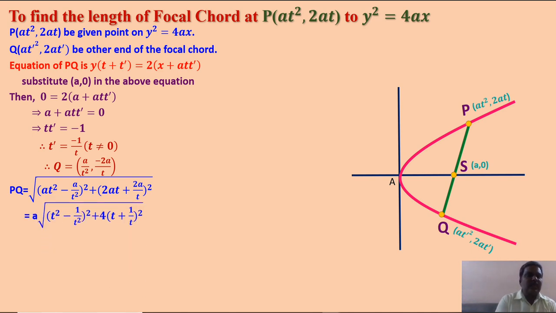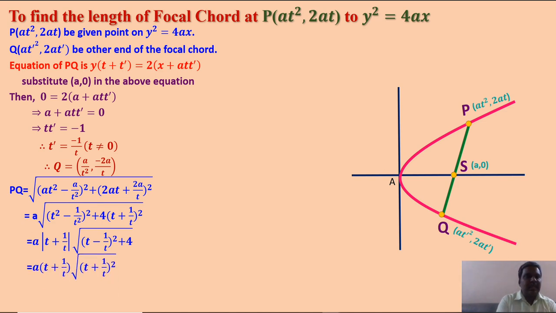a² is common from the square root, it is coming as a into root of (t² - 1/t²)² + 4(t + 1/t)². t² - 1/t² can be written as what? (t + 1/t)(t - 1/t). Okay, so you can take outside (t + 1/t)² from the root. We obtain a into modulus of (t + 1/t) under root (t - 1/t)² + 4. 4 can be written as 4 into t into 1/t. So that is of the form what? (a - b)² + 4ab. That is nothing but (a + b)². Right?